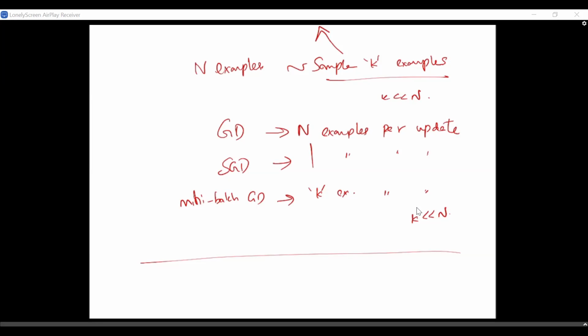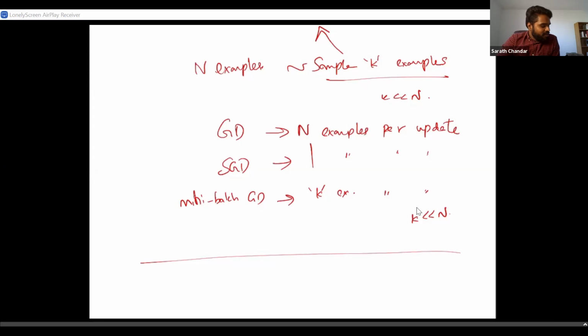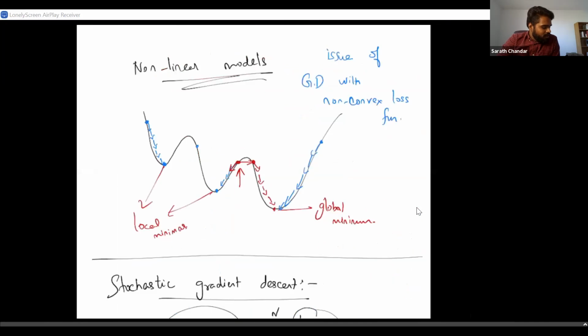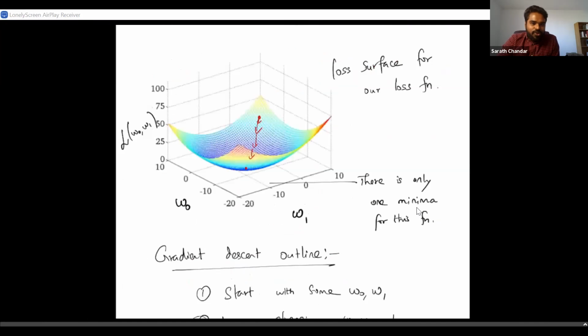I was just wondering, what's the use of gradient descent? If we're going to use all the examples we have, why don't we just loop through all the data, compute the loss function, and just choose the W0, W1 that minimizes that loss? Okay, to rephrase your question: if we can compute all these points, why are we doing gradient descent? Is that the question?